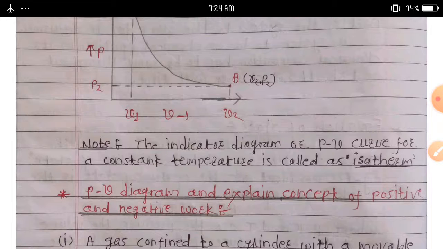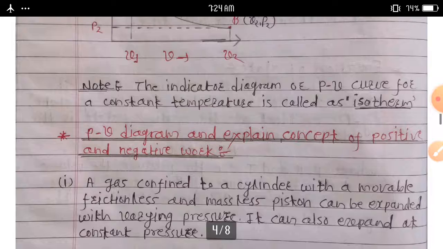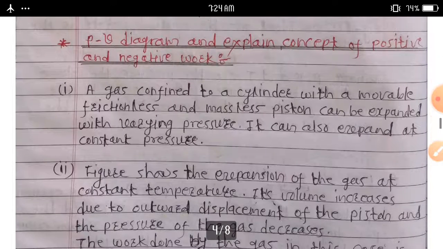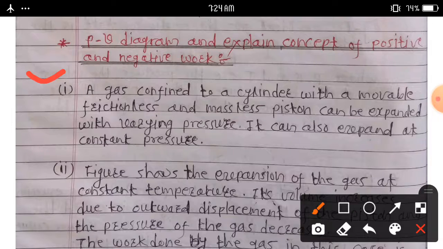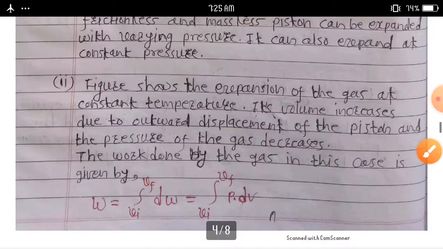Okay, this indicator diagram or PV curve for a constant temperature is called an isotherm. Then we next see here the PV diagram and explain the concept of positive and negative work. A gas confined to a cylinder with a movable frictionless and massless piston can be expanded with varying pressure. It can also expand at a constant pressure. The figure shows the expansion of a gas at constant temperature. Its volume increases due to outward displacement of the piston and the pressure of the gas decreases.